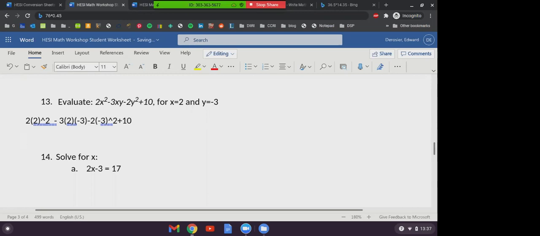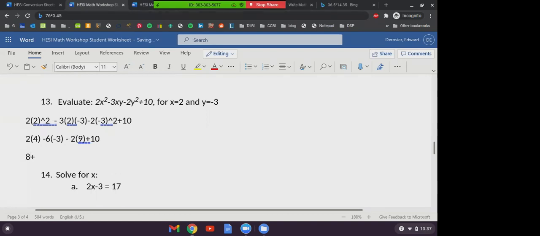Okay, so 2 times 2 squared. Well, 2 squared is 4, right? And then this one here, I'm going to multiply 3 times 2, but you can multiply in any order there, but I like to go left to right because I think that's the better way for me. And then 2 times negative 3 squared. Negative 3 squared is positive 9. Remember when you multiply 2 negatives they become positive, right? So negative 3 times negative 3 is positive 9, and then plus 10. Notice how I write it out every step, right? Okay, now I'm going to multiply. So 2 times 4 is 8.